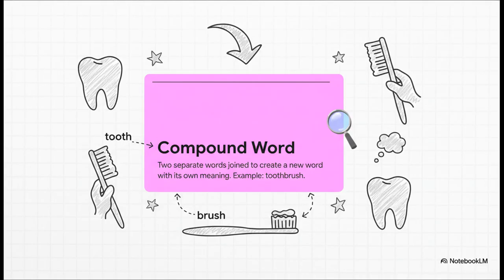So a compound word is exactly what it sounds like. It's just two separate words that we join together to make a brand new one. Look at the example here. Toothbrush. You know tooth and you know brush. Put them together, and bam, you have a new word with a very specific meaning.